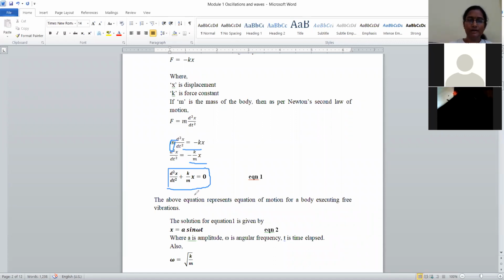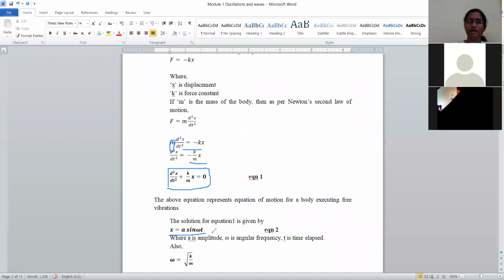This is the equation representing the equation for a body which executes simple harmonic motion. Okay, and what is the solution for this equation? The solution for the equation is given by x equals a sin(omega t).